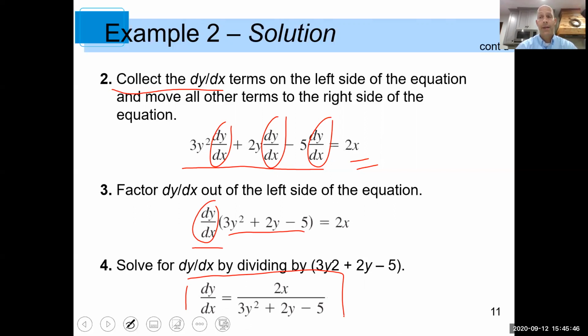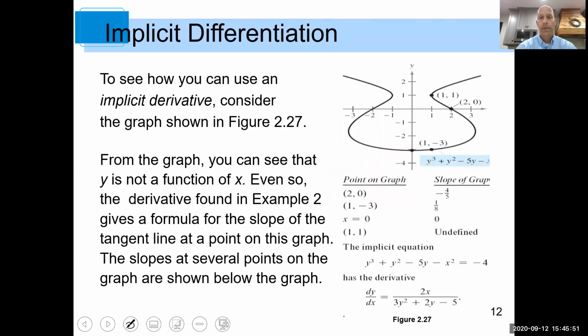Now you might think, wow, that's great, but why is that useful? So let's see how that would be useful. So the curve that we just did the derivative of is shown here in this graph.